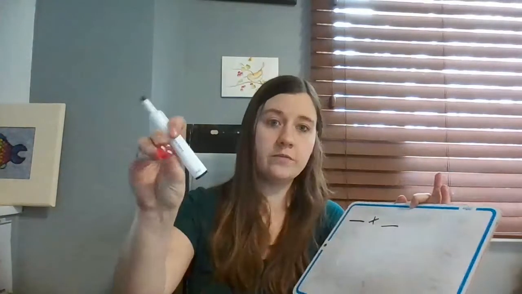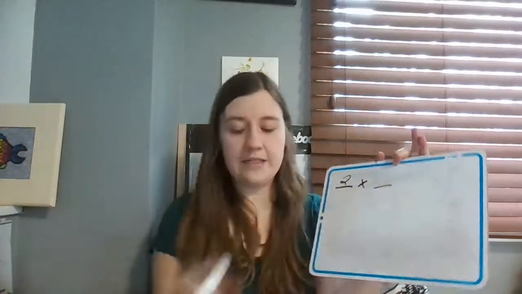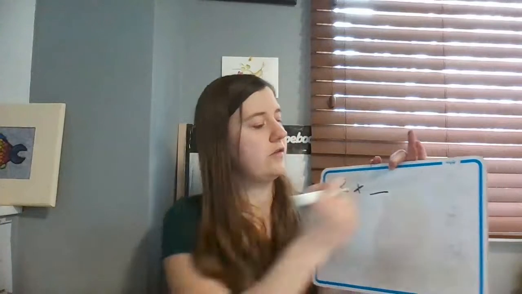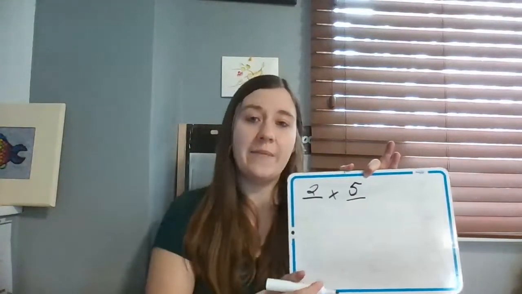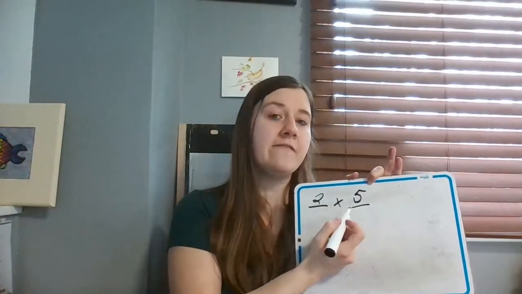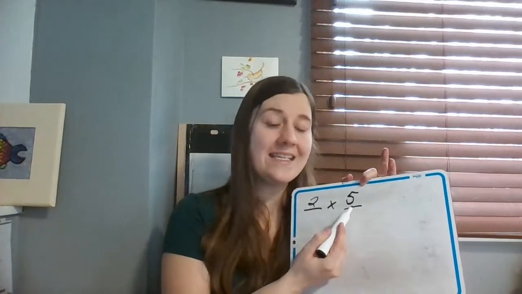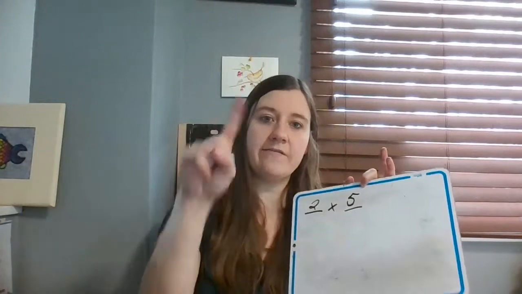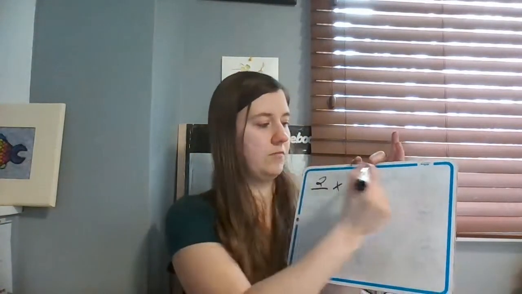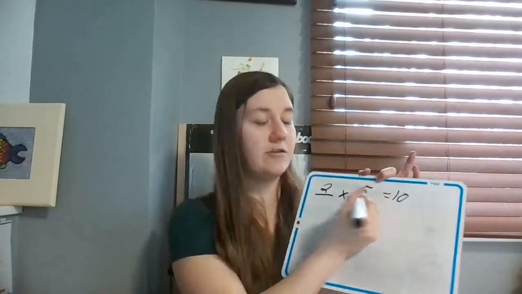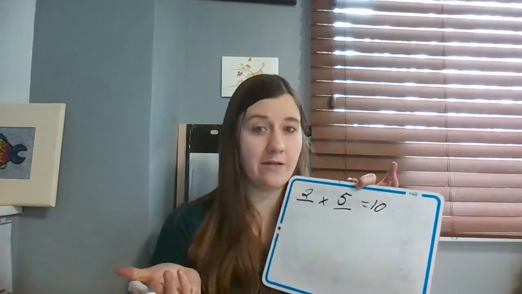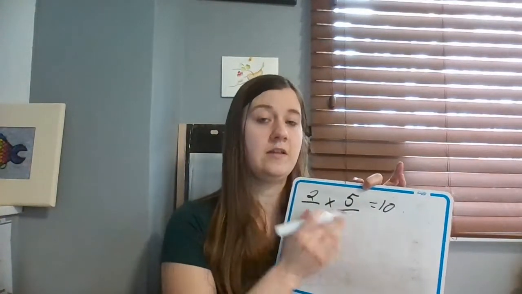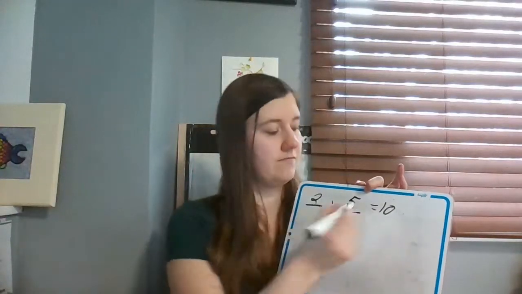So if I'm using my die, 2. 2 times 5. Oops. So that means I have 2 groups of 5. And if I have a 5, I know it's easy to count by 5s. I count by 5s 2 times. So I go 5, 10. 2 times 5 equals 10. Remember, multiplying is just skip counting. So 5, 2 times 5, 10.